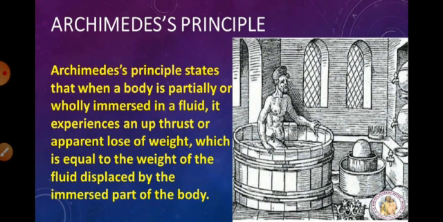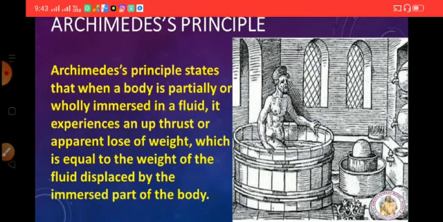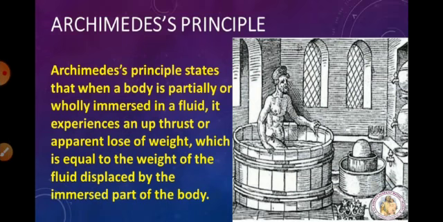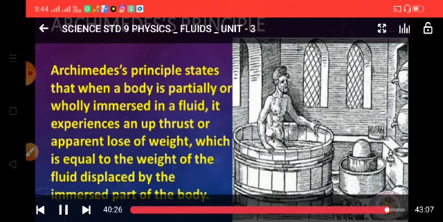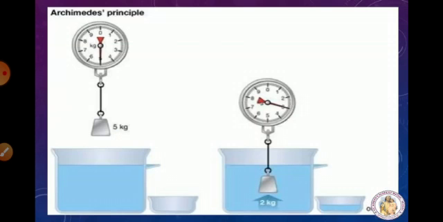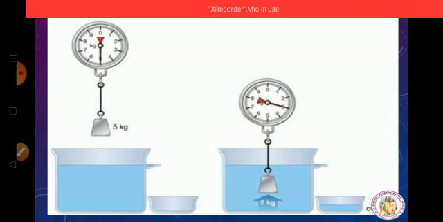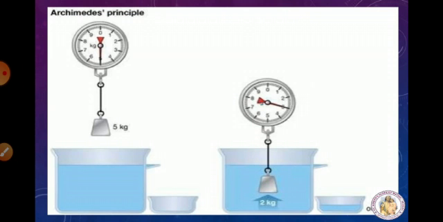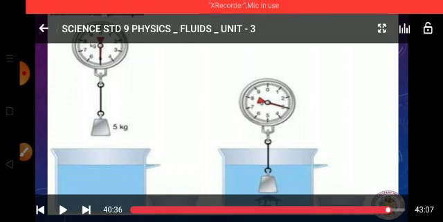Okay, so when a body is partially or completely immersed in a fluid at rest, it experiences an upthrust or apparent loss of weight which is equal to the weight of the fluid displaced by it. So Archimedes principle is nothing but that: when a body is partially or completely immersed in a fluid at rest, it experiences an upthrust or apparent loss of weight which is equal to the weight of the fluid displaced by it. Okay, so now we understand clearly about Archimedes principle of buoyancy.